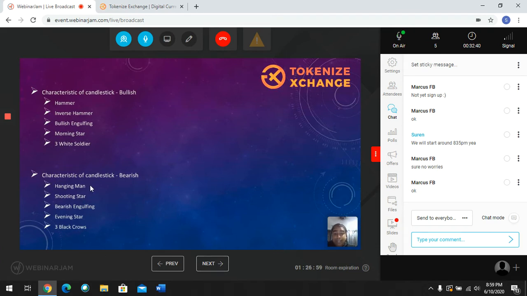There are also bearish signs on candlesticks, which are called hanging man, shooting star, bearish engulfing, evening star, and three black crows. So basically, it's just an inverse of three white soldiers. So we have three black crows.